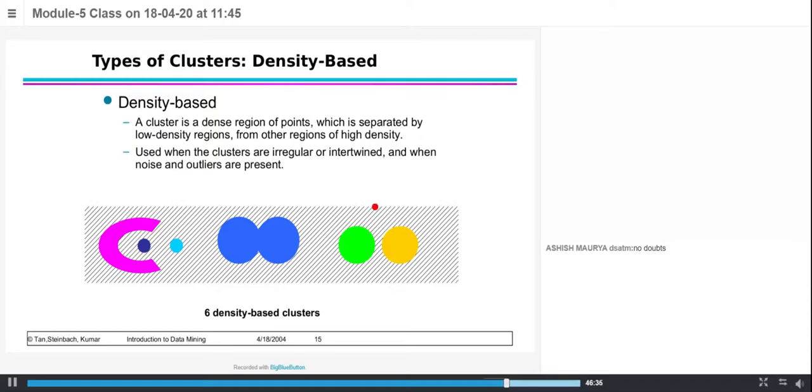Next is based on density. If the objects are something like this, we can easily observe that there is a high density here and a sparse density here. If you form clusters based on this type of density, where all points with high density belong to one group and all points with low density belong to a separate group, then we say it's density based clustering. A cluster is a dense region of points which is separated by low density regions.